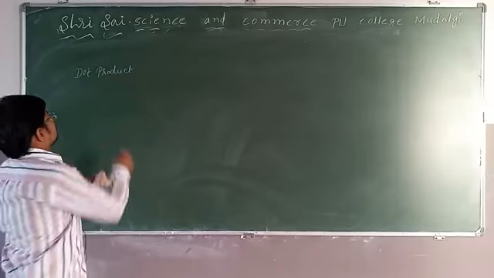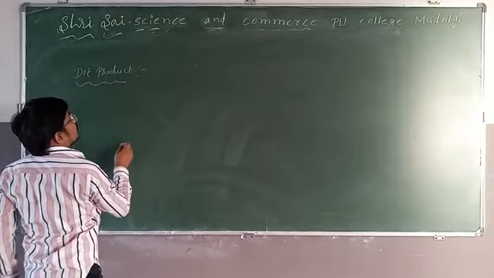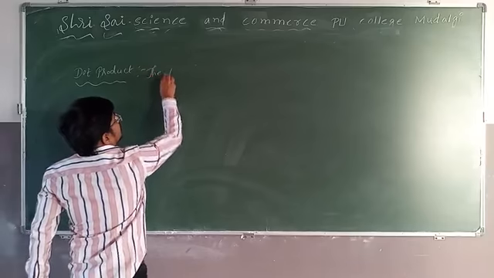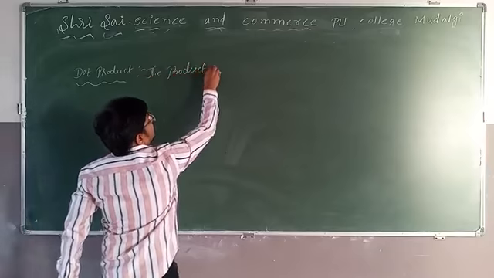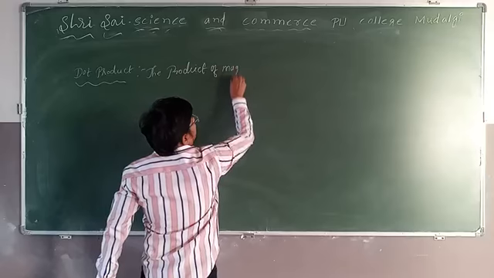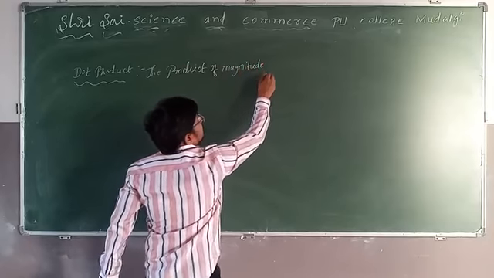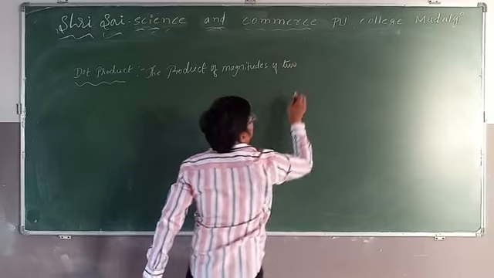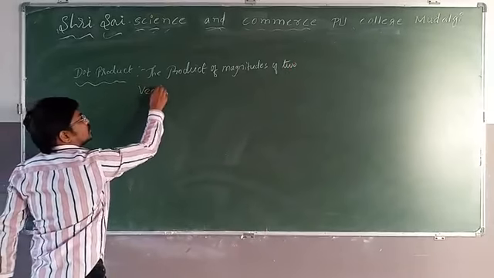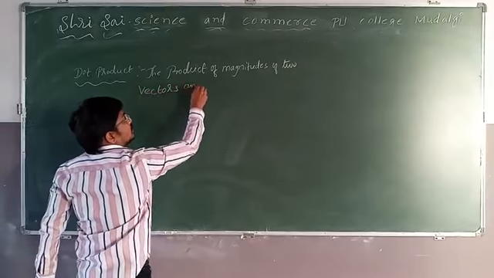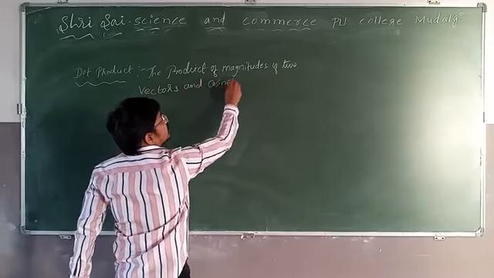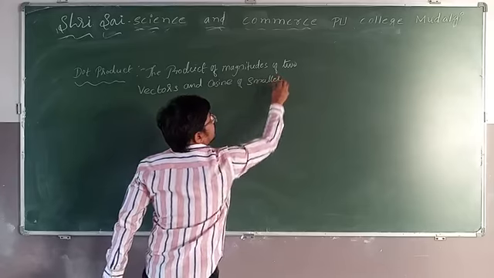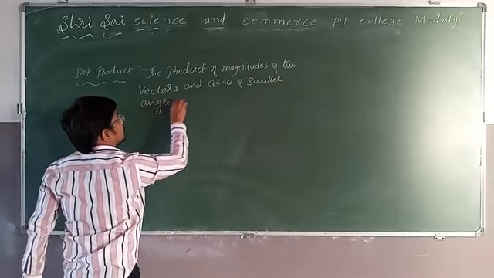What is dot product? Dot product is the product of magnitudes of two vectors and cosine of the smaller angle between them.